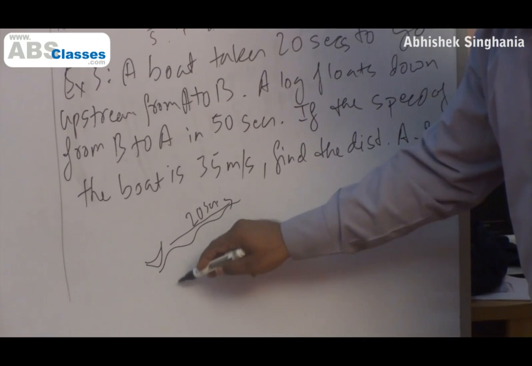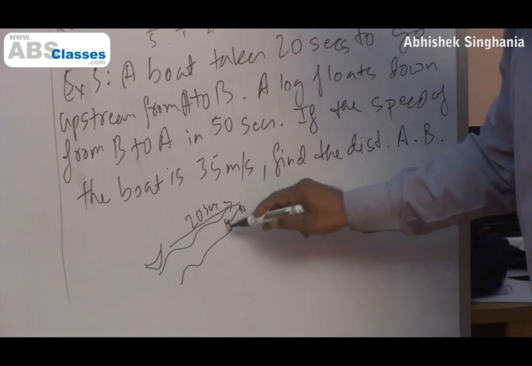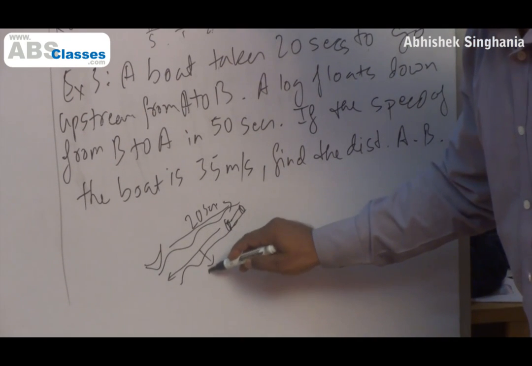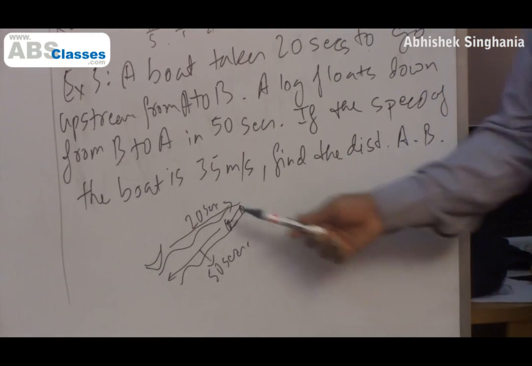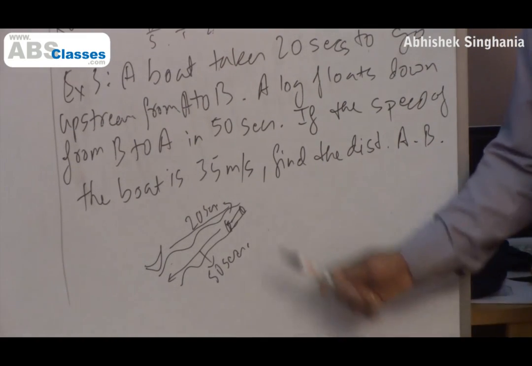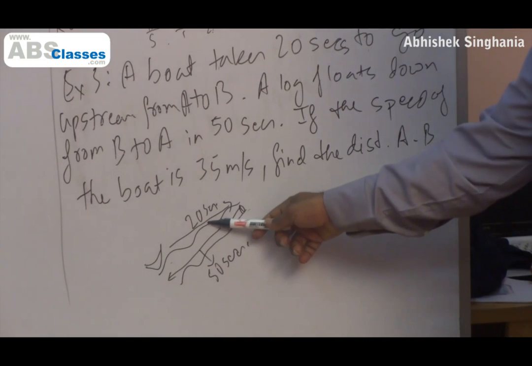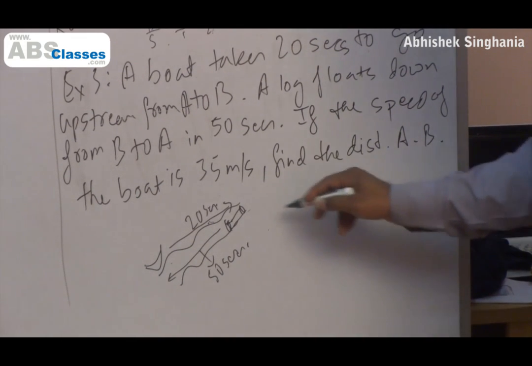Right? Now the log means the speed of the stream, because log does not have its own speed. So this log will go down and it will take 50 seconds. Right? Now understand one thing, in both the cases the distance is same. Boat covers this distance in 20 seconds. The log covers this distance in 50 seconds. The speed of the boat here is the upstream speed. The speed of the log is the speed of the stream. So what are we getting here?